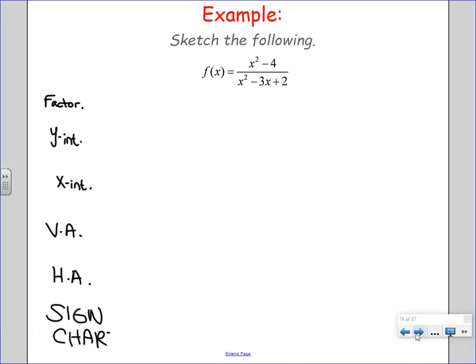But it's only going to happen if the top is greater by 1. If it's greater by 2 or 3 or 4, because x cubed over x equals x squared, it won't be a line.